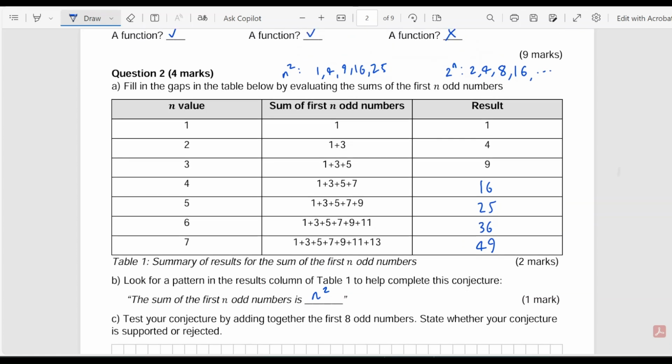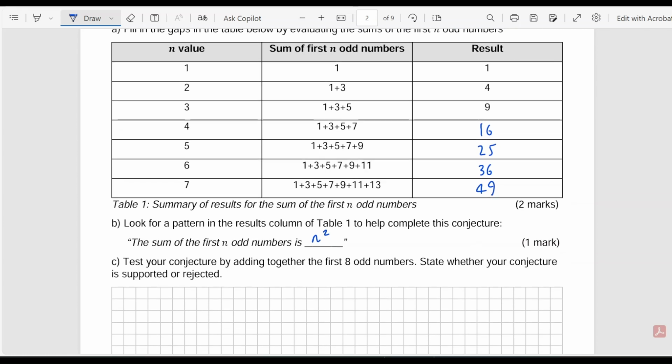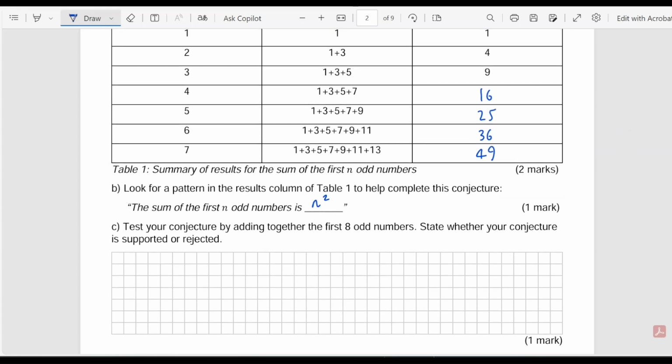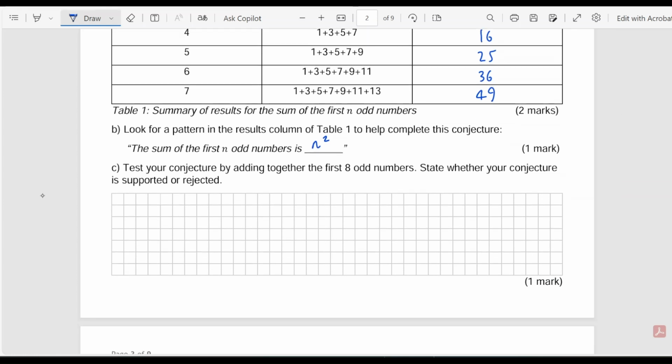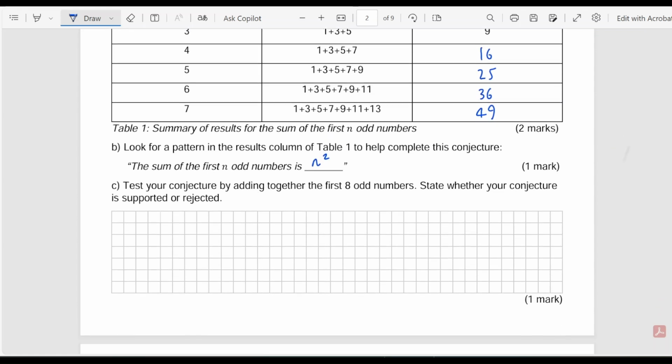And when we make a conjecture, we're always looking for something called an explicit formula rather than a recursive formula. So you can't just tell me how do you get from one to the next. You have to be able to say, let's suppose that I was adding together the first 10, I'd do 10 squared to figure out what the sum is. So you have to be able to jump to any n value with your formula.